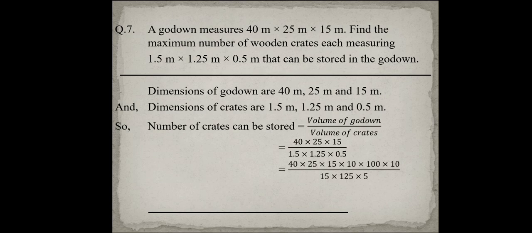So the number of crates that can be stored is volume of godown upon volume of crates. After putting values, 40 into 25 into 15 upon 1.5 into 1.25 into 0.5. So that is equal to 16,000. It means 16,000 wooden crates can be kept in this godown. Very simple, because you did this type of question in class 8th also.